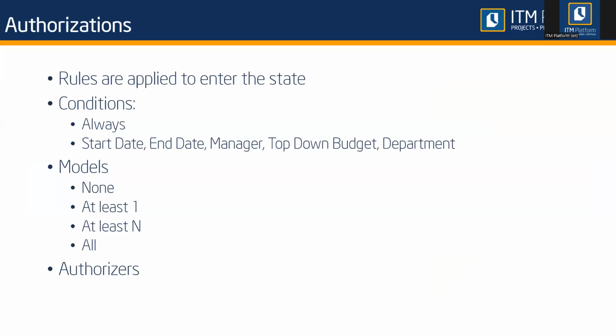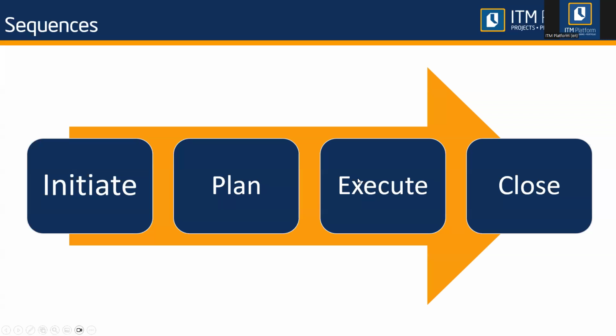We can define authorizations. For authorizations, we will need to define rules that are applied to the state when you try to enter. Well, not you, the project, correct? When you say, for example, the execution state will have an authorization, it means that if I want to move a project from planning to execution, when I'm trying to enter the execution state, that's when the authorization needs to happen. Okay, not before. All right.